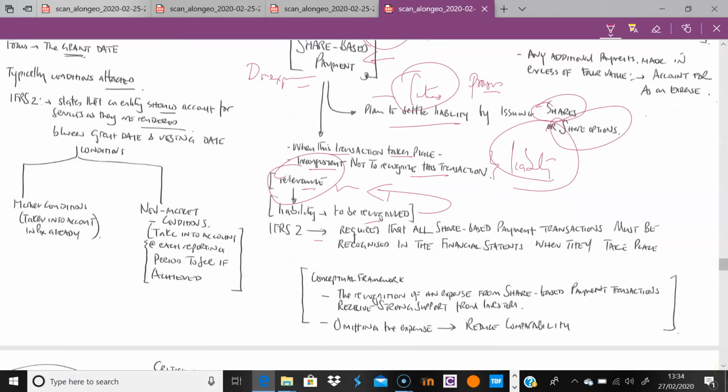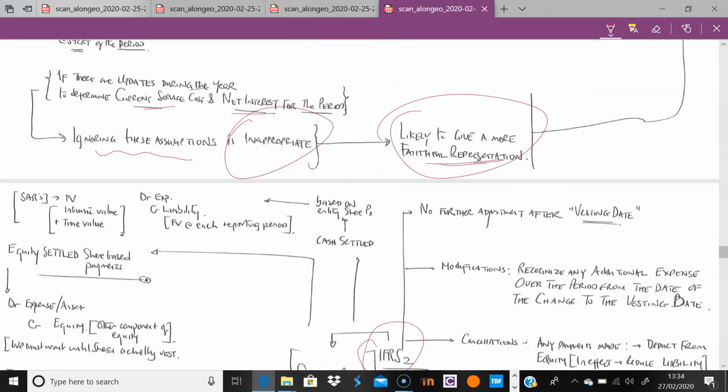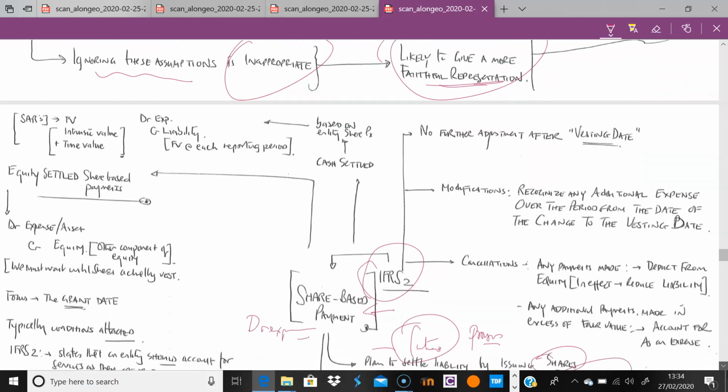So IFRS 2 requires that all share-based payments must be recognized in the financial statements when they take place. I've just written out here that omitting the expense would reduce comparability. It just wouldn't be true. The recognition of an expense receives strong support from investors. So I think that's the first bit that we need to be clear about.